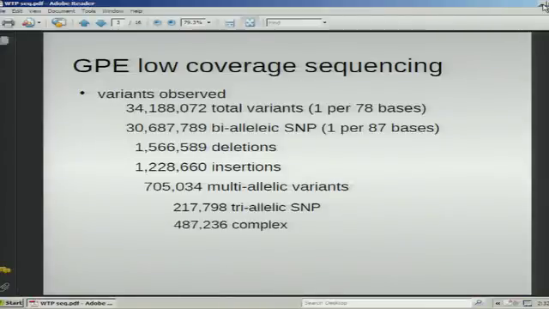Out of these 230 some bulls that we've done so far, we've detected about 35 million total variants. 30 million of those are SNP, and there are about 1.5 million insertions, deletions, and a few other types of variants. Some are at a single base where you may see three of the 4 possible bases at that location, and then there are some that are more complex than that, involving several bases.